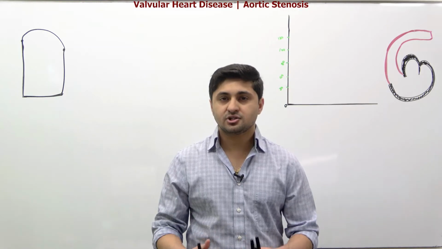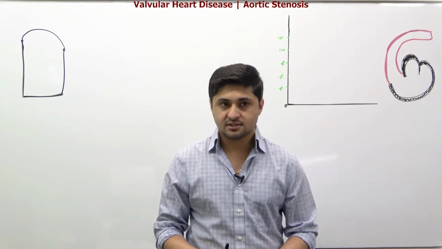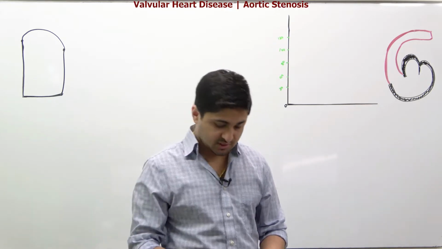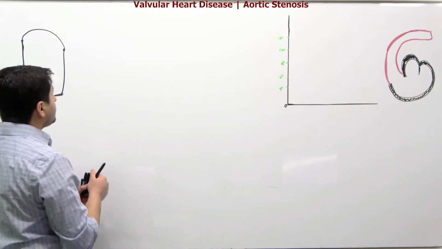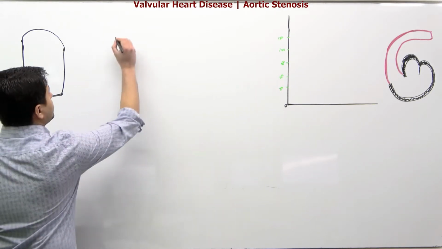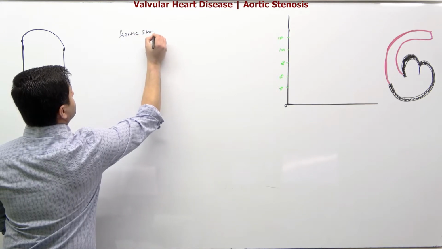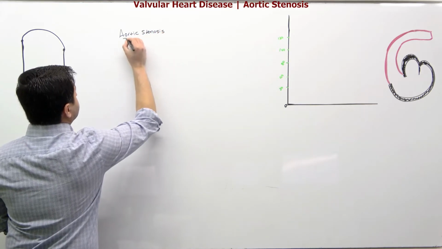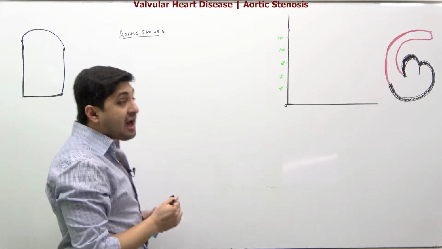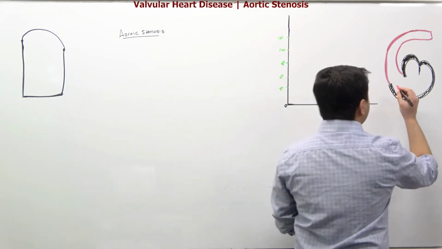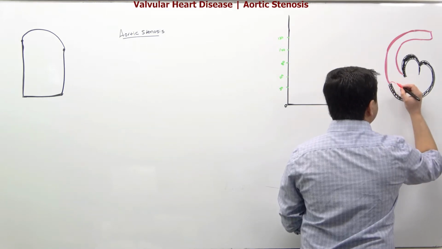So we're continuing our lectures on valvular heart diseases. Here we're going to primarily focus on aortic stenosis. We're going to talk about what the disease is. Aortic stenosis means that the aortic valve has been thickened, and it has great difficulty opening up. And this is what the valve is.